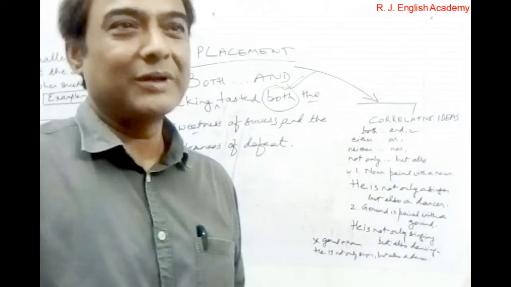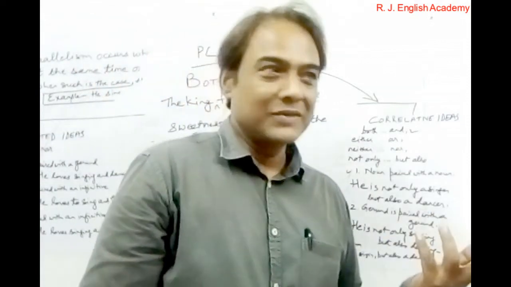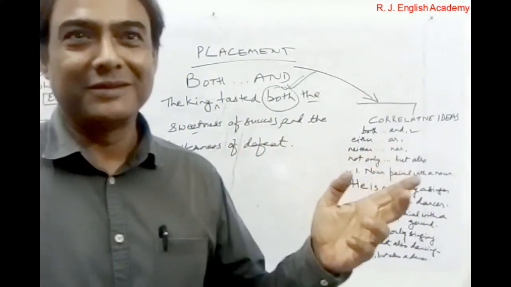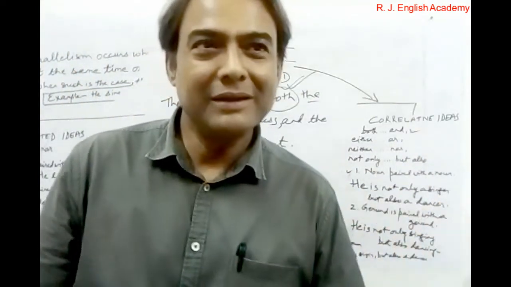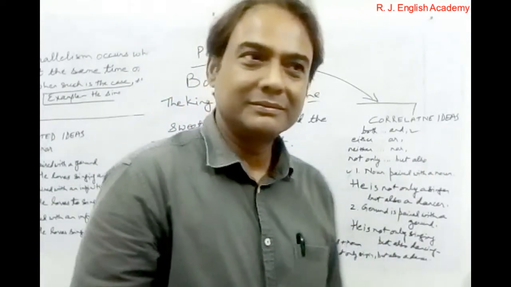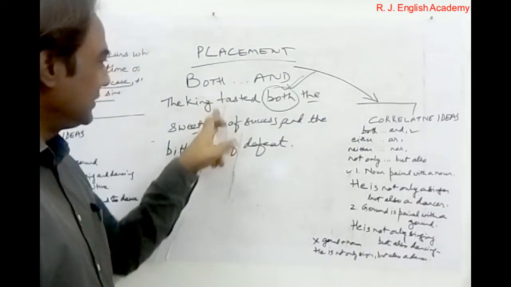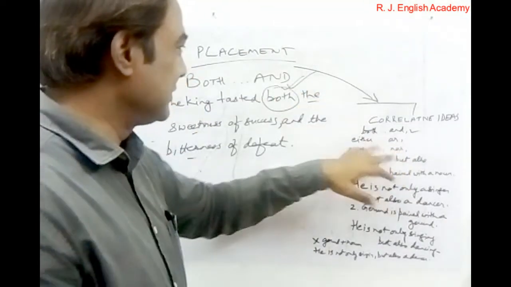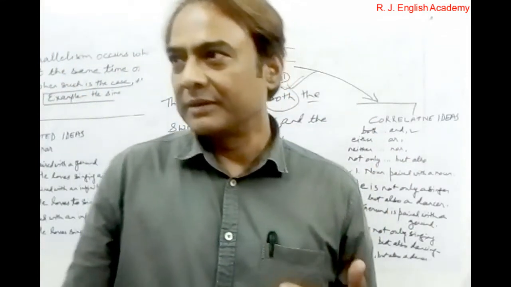So there's a lot of a gap between the cup and the lip. He has tasted the sweetness of success and he also tasted defeat, the bitterness of defeat. So it's like while coming to a joyful end, one comes to a sorrowful end. Anyway, so the king tasted both the sweetness of success and the bitterness of defeat. So the placement of the correlative conjunction is immediately before the noun or the gerund that it correlates.